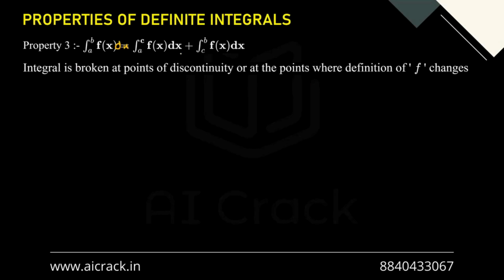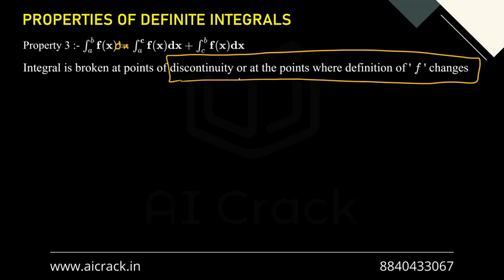And now if we talk about property 3, we have integral a to b f(x) dx equals integral a to c f(x) dx plus integral c to b f(x) dx. So the integral is broken at points of discontinuity or at points where the function definition is changing, right? So what do we mean by that? If you remember, we talked about integral a to b f(x) dx equals capital F(b) minus capital F(a), right? We talked about this.